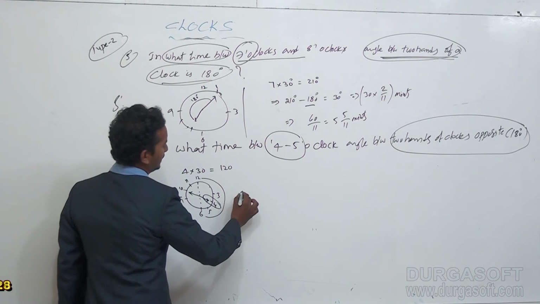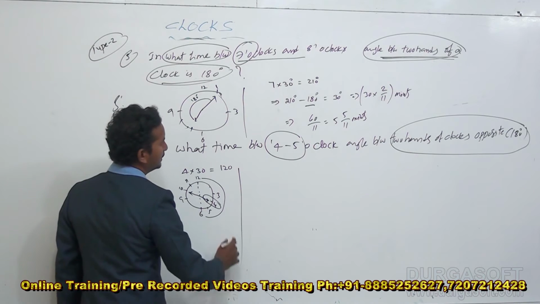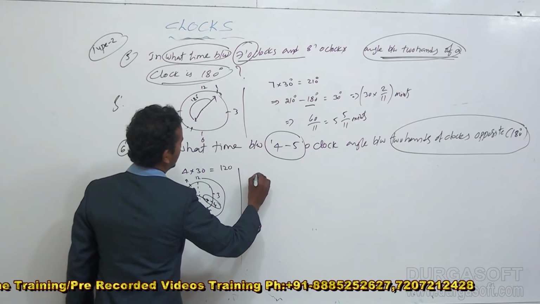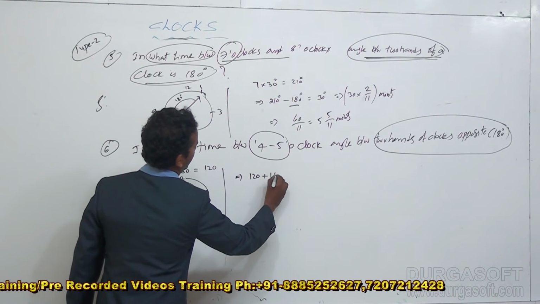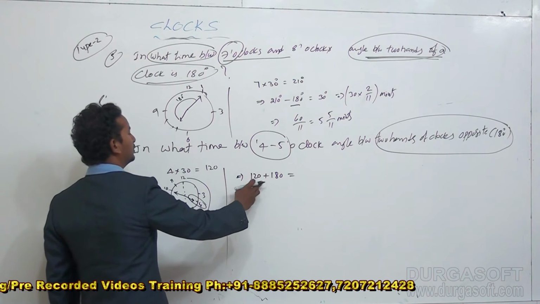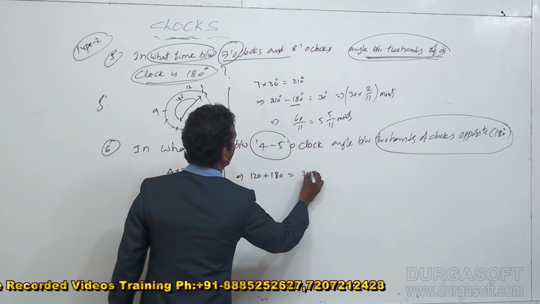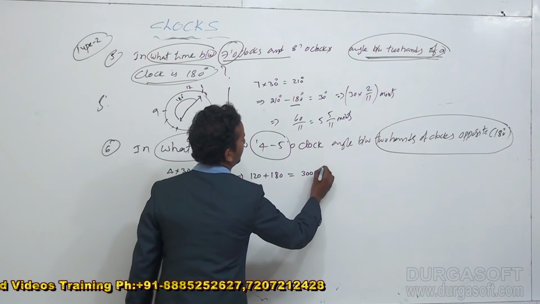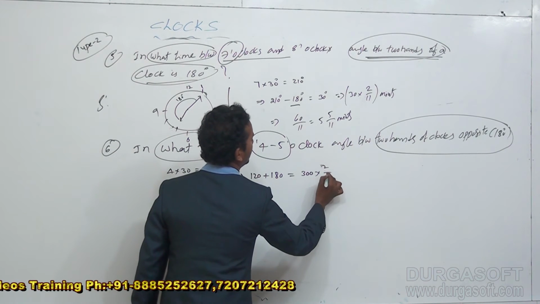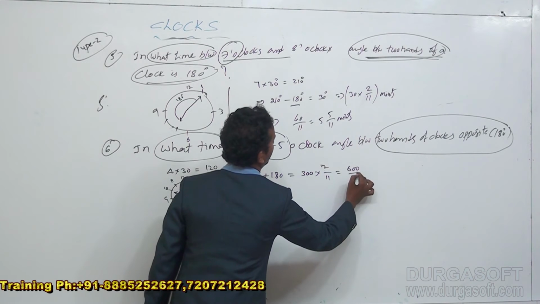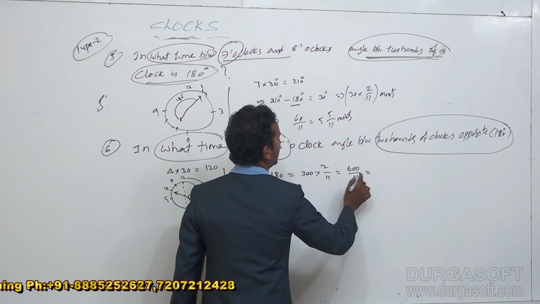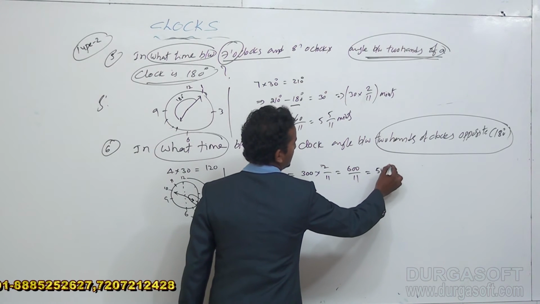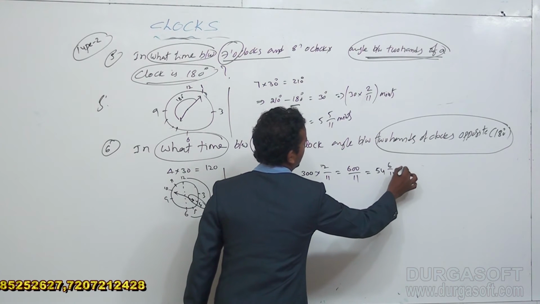So now you take it like this. 4 into 30 is 120, and in the opposite direction 180. So 120 plus 180 is equal to 300. You multiply with the conversion of time, multiply with 2 by 11, which is 600 divided by 11. So multiply with 11 again: 11 5s are 55, 11 4s are 44, 6 is the remainder. 6 by 11 minutes required.